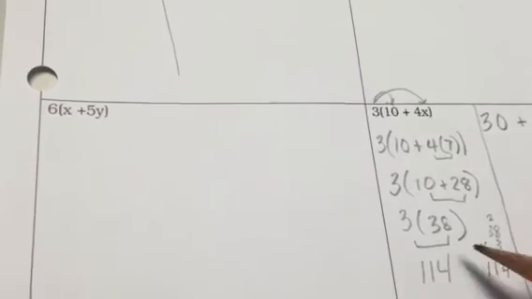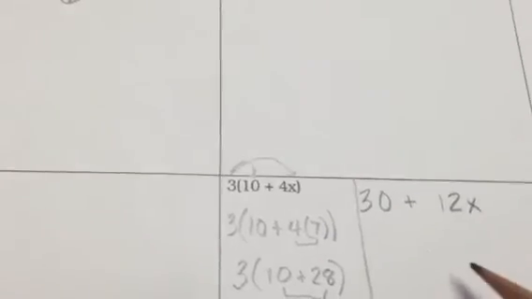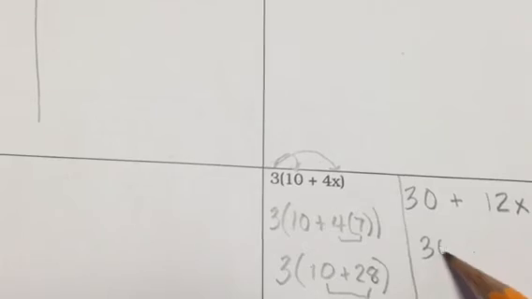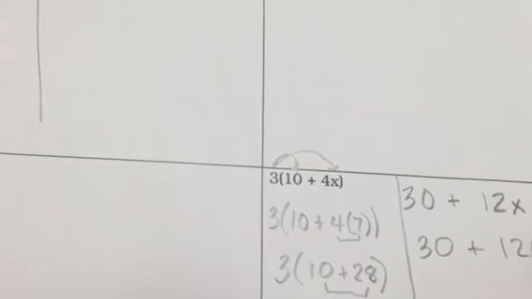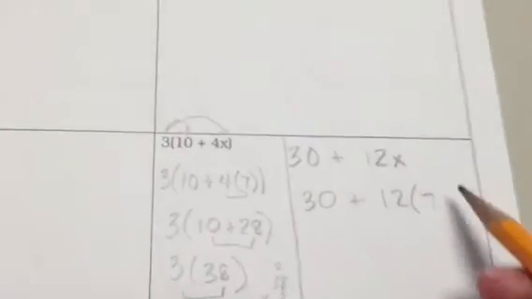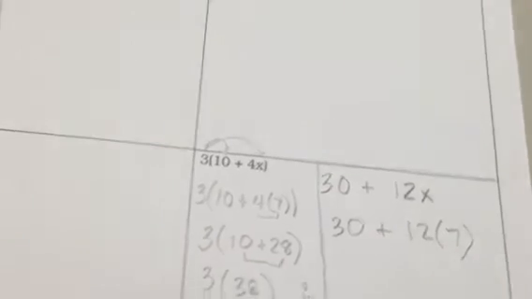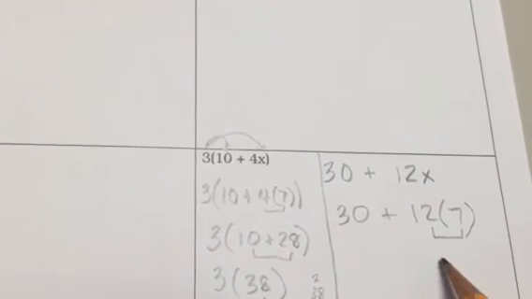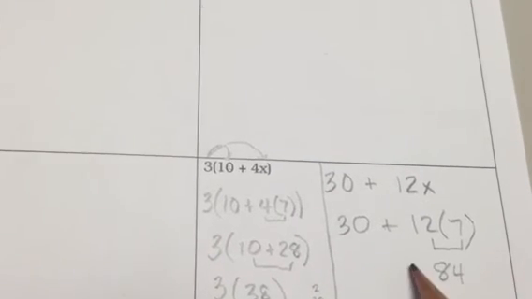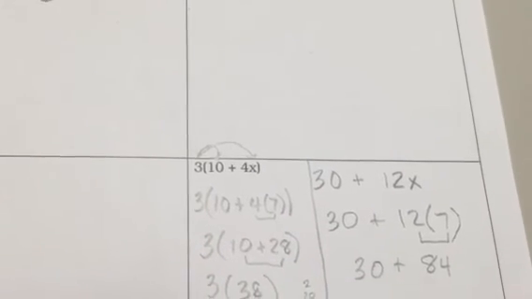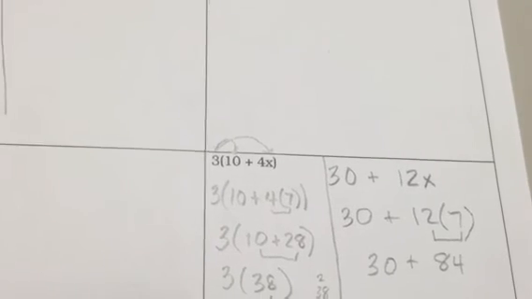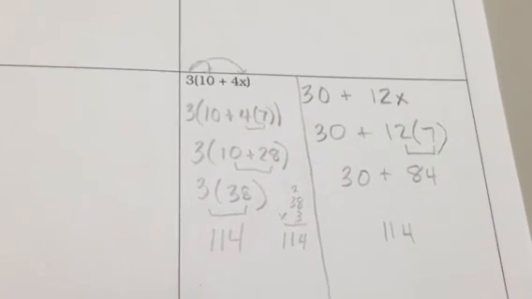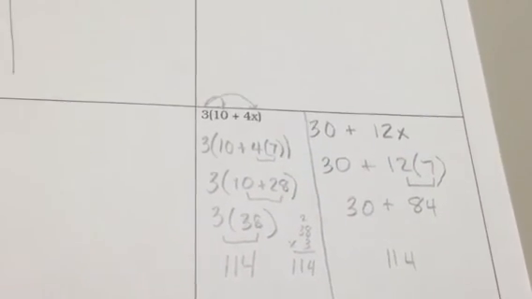So I have to prove that the other side is 114. So I'll bring my 30 down, plus 12 times 7. Got to do multiplication first. Get 84 plus 30. And if I add those together, I get 114. So both of them equal the same.